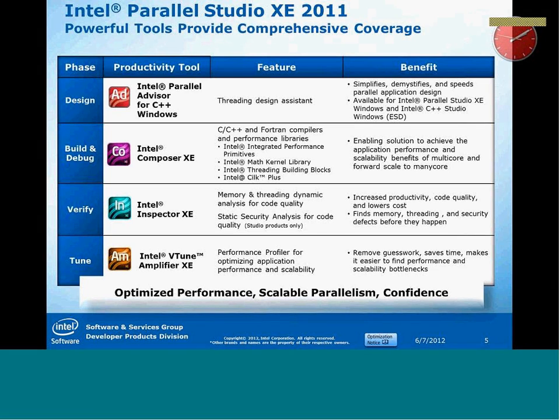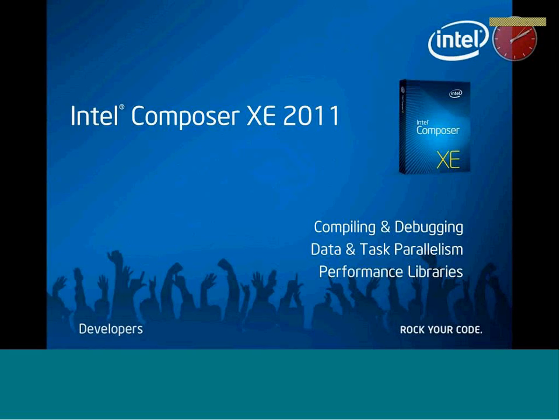This removes the guesswork in where the hotspots may be in your code, and if time permits, I'll show you how easy it is to use and how obvious it makes where the hotspots are and how to go about it from the optimization point of view. As I mentioned, I'll be focusing on the compilers, which are part of Composer XE, used for introducing data and task level parallelism in your code.